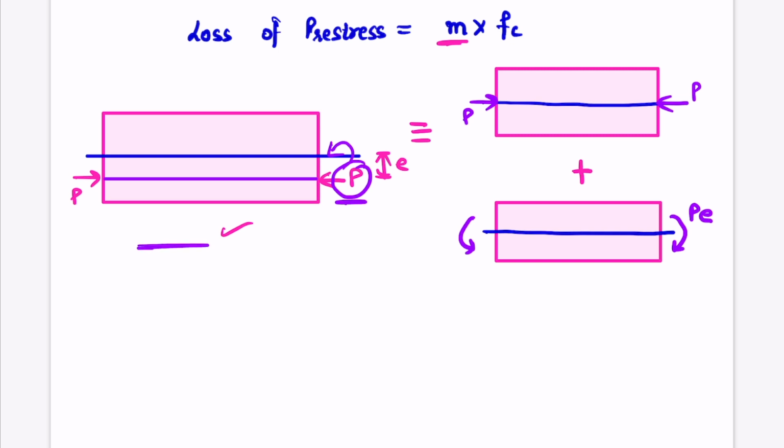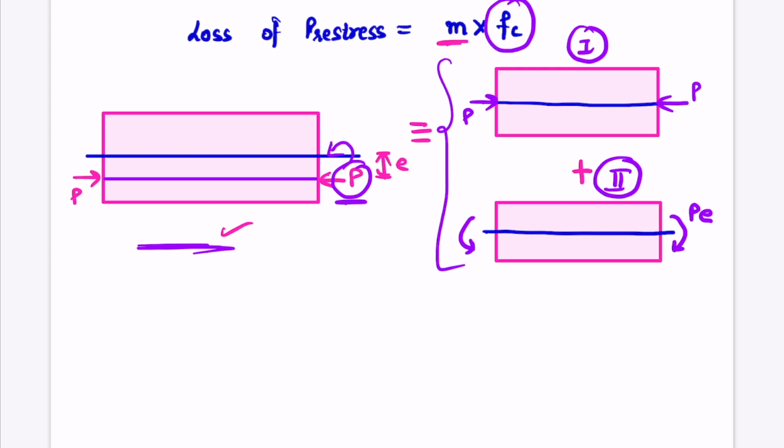So this system can be made as a sum of these two systems just for the simplification of the analysis. We are not shifting the pre-stress force in reality, just for analysis purpose we can make it like this. Now we have to analyze these two systems, which we have done to calculate the value of fc, the stress in concrete at the location of the tendon. Due to the first system, the stress in concrete will be uniformly P by A. Because it's a compressive force, stress will be force divided by the area of cross section.